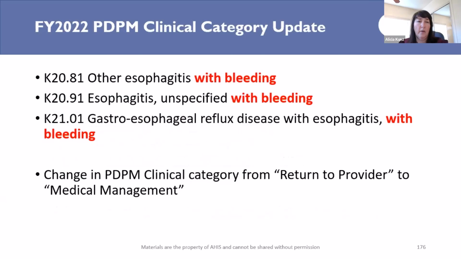And we have a change to the PDPM clinical category for esophagitis codes if they have bleeding. So you can see K20.81 is other esophagitis with bleeding. K20.91 is esophagitis unspecified with bleeding. K21.01 is GERD with esophagitis with bleeding. So as you can see, the PDPM clinical category for these used to be return to provider. Now they've changed to medical management.